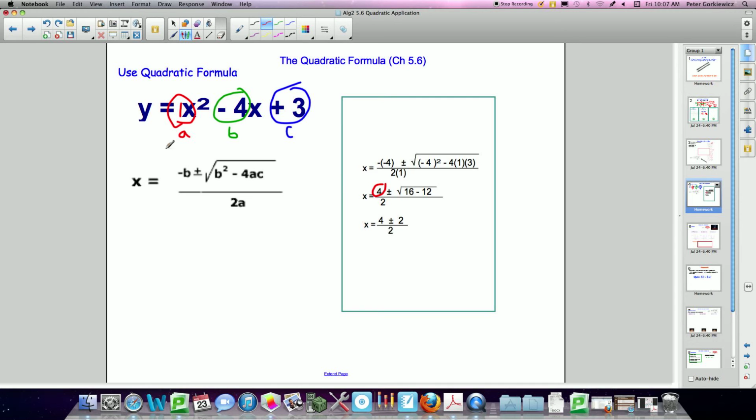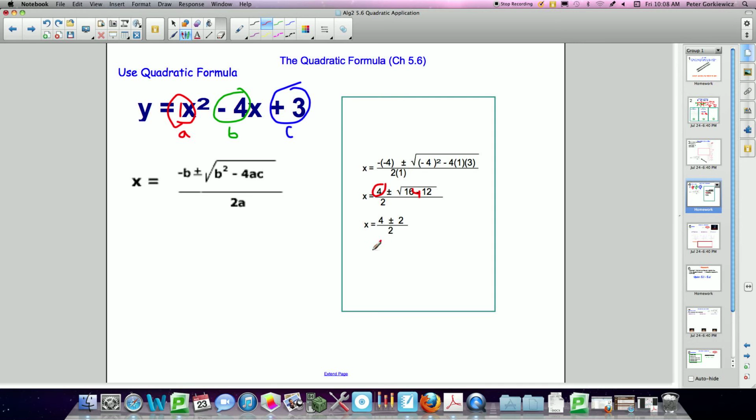Plus or minus the square root of b squared, so here's 16, minus 4 times a, so 4 times 1, times 3 times c, right? So that's your 12. And then you subtract, and so this is really just the square root of 4. The square root of 4 is plus or minus 2, right? All over 2a, and 2 times 1 is 2.